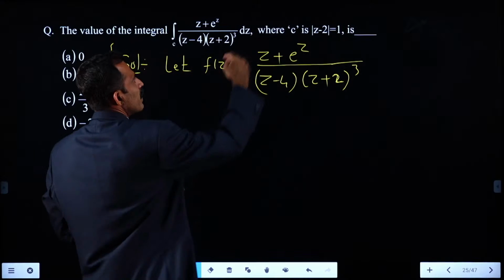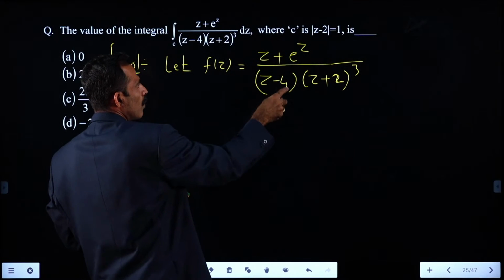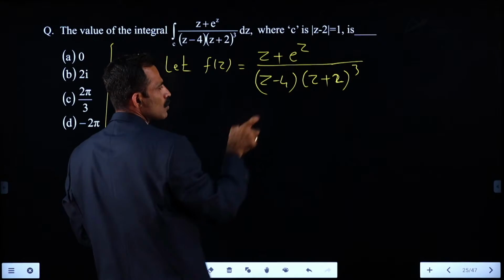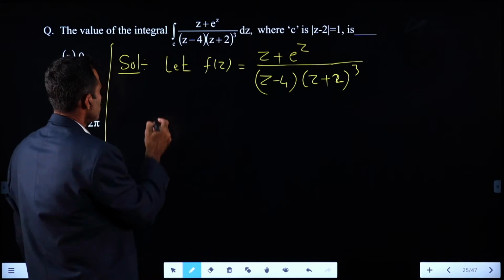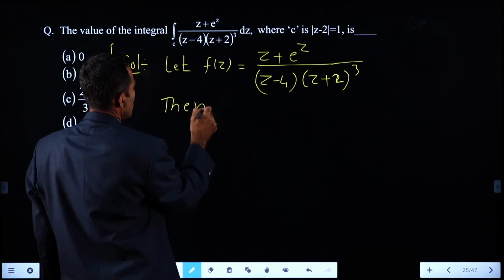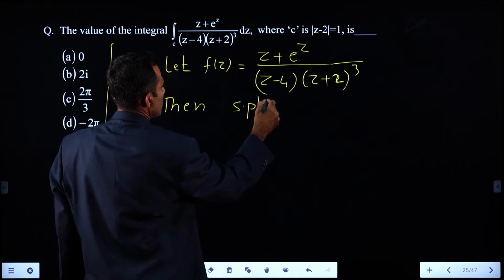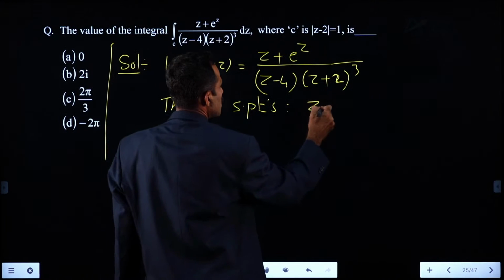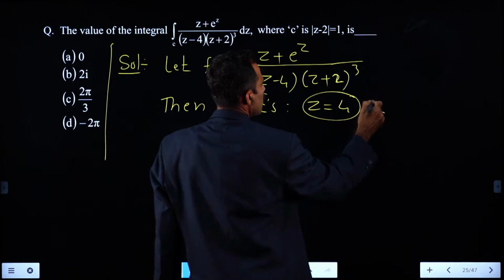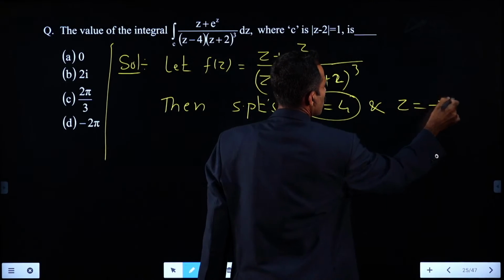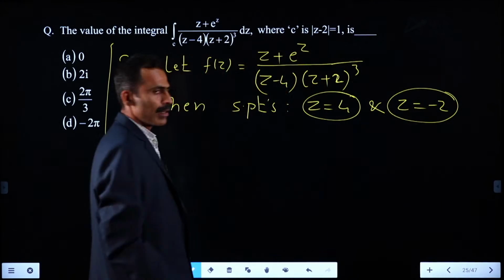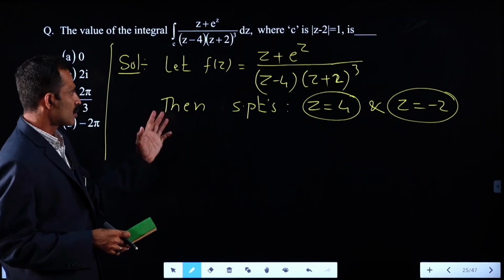Or directly we can say this function is not defined at 4 and minus 2. Therefore, 4 and minus 2 are singular points of this function. Here the singular points are z equal to 4 and z equal to minus 2 only. These two are singular points. So up to here, the second step is completed.